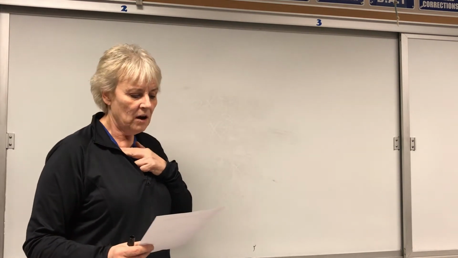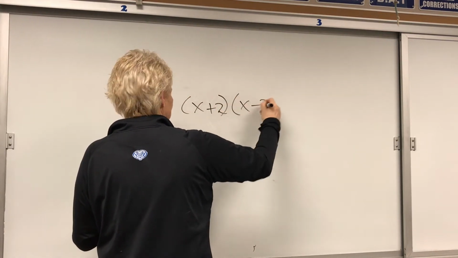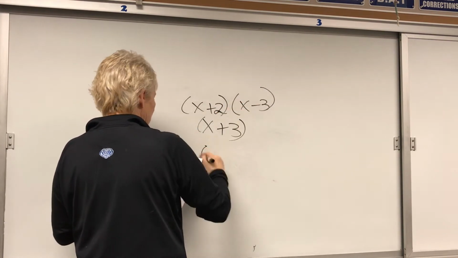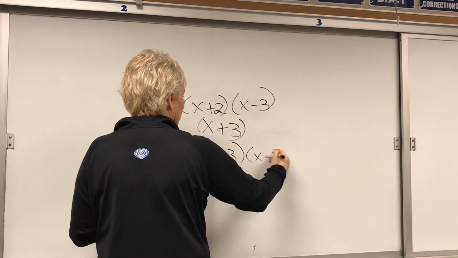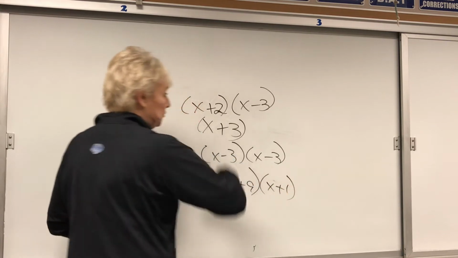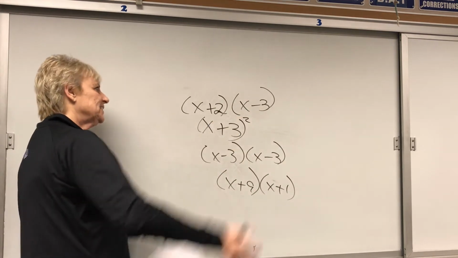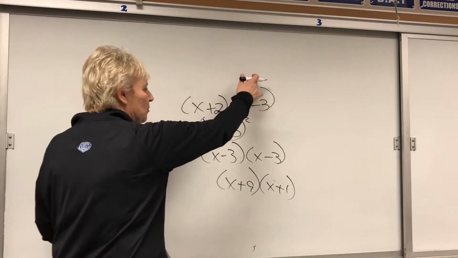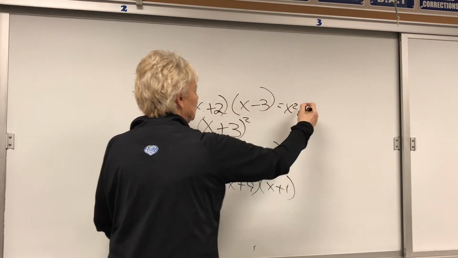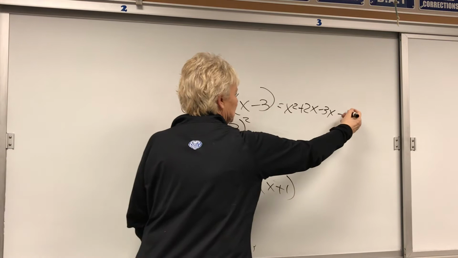Okay, now, you need to be able to do these really fast because I'm going to give you the trinomial, and on multiple choice, you're going to give me the binomials that produced it. Now, you don't know how to factor yet, but you do know how to multiply. So you could multiply all of these and then see which one it's equal to. I'm going to give you a trinomial. So let's say you get x squared plus 2x minus 3x, minus 3.